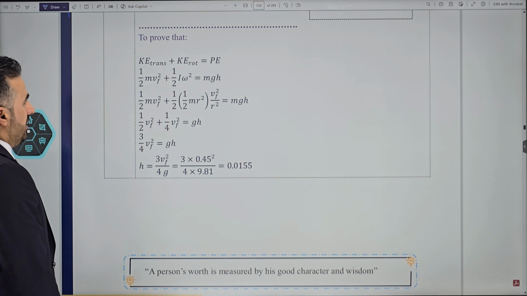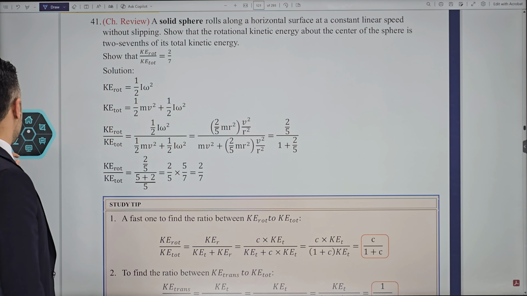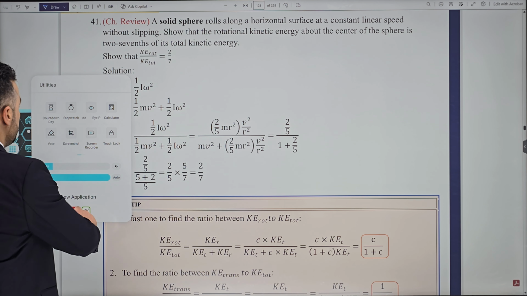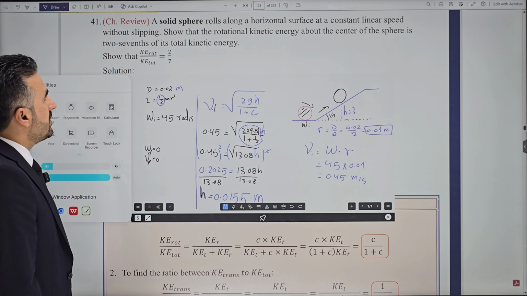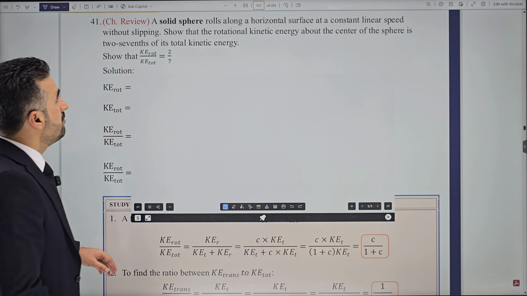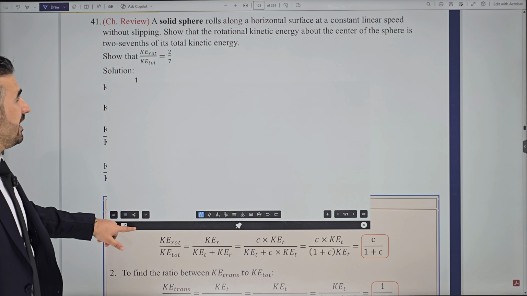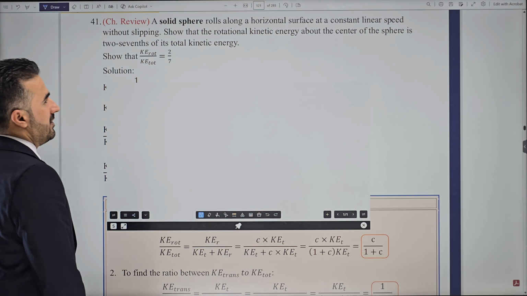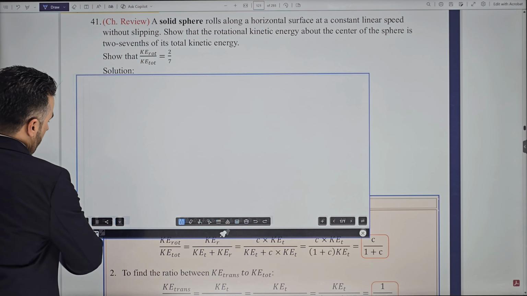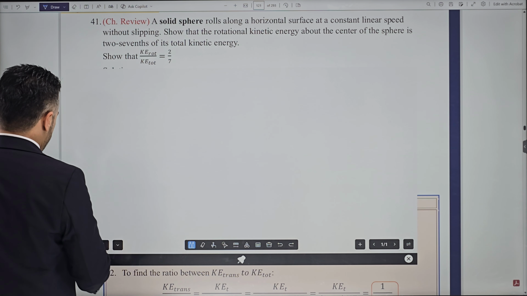I think perhaps we'll extend this video a little bit because now we have another question here. This question is also very interesting. What does it say? It says a solid sphere rolls along a horizontal surface at a constant linear speed without slipping. Show that the rotational kinetic energy about the center of a solid sphere is 2/7 of its total kinetic energy here.